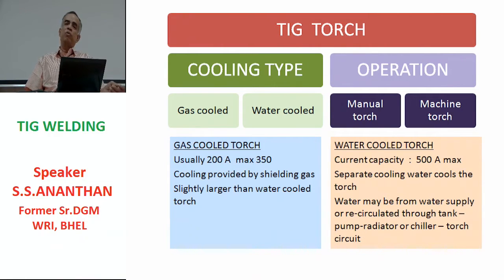The second type of classification is based on the operation, that is whether it is a manual torch or machine torch. So here the functions are the same, both the torches are the same, but the shape is slightly modified to either fit into a machine, in which case the torch is totally vertical, or if it's a manual torch there is a handle which is provided so that the welder is able to hold it comfortably. That's the only difference. Function is the same. There is a nozzle, collet body, torch body in both cases.